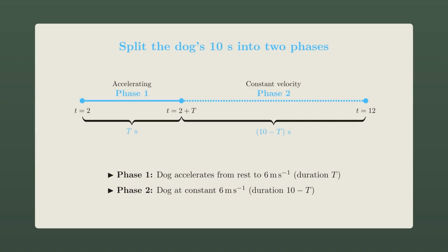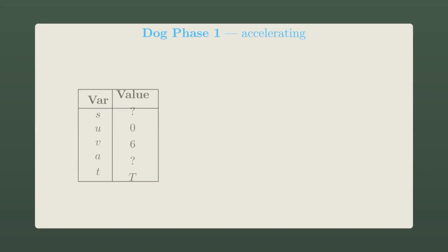Okay, so we're going to list out our SUVAT variables, and we're going to say to ourselves, do we know S? We don't know S. Do we know U?